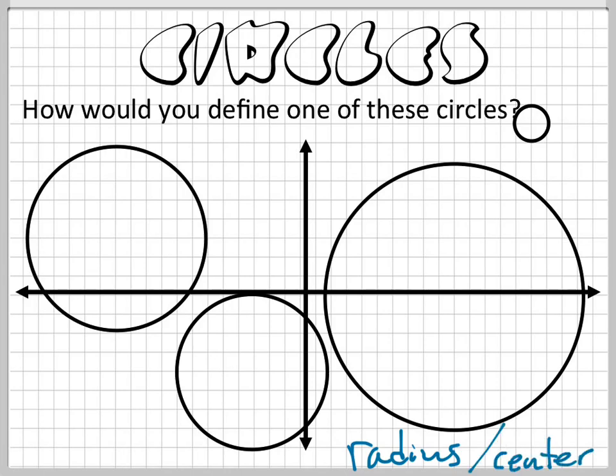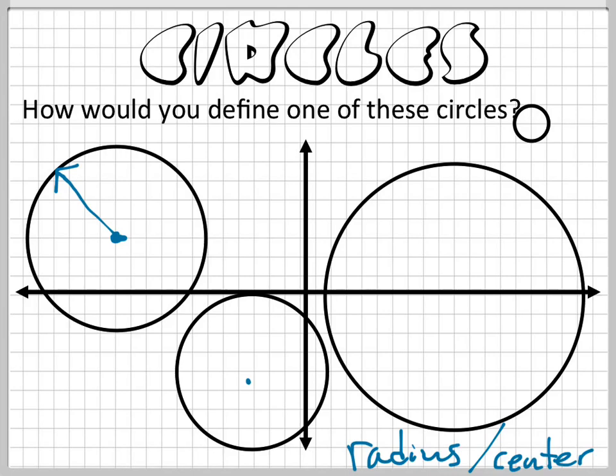These two things, the radius and the center, define a circle. The center tells you exactly where it's at in the graph, and the radius tells you how far out the circle goes. If I move the radius around, it'll be the same length all the way around, so we just need the center and the radius.